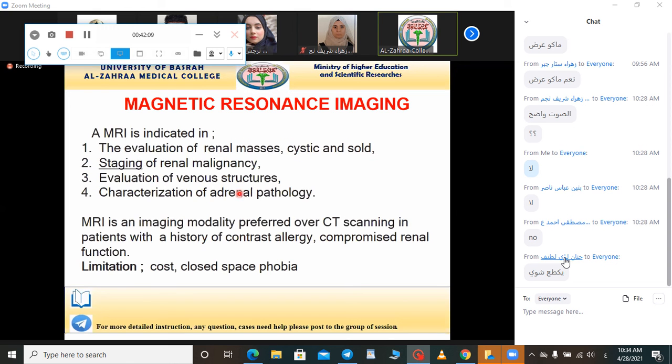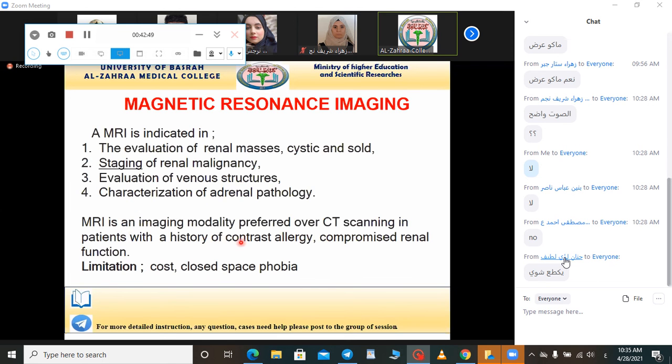So when is the MRI indicated? First of all, in the evaluation of renal masses, cystic and solid, it has high sensitivity in the diagnosis, just like the CT scan. Second, staging of renal malignancy. What I mean by staging is that MRI can nicely diagnose metastasis of renal tumors, so it will help in the staging of renal tumors. Third, evaluation of venous structures. Fourth, and most important, it's very nice in characterization of adrenal pathology.